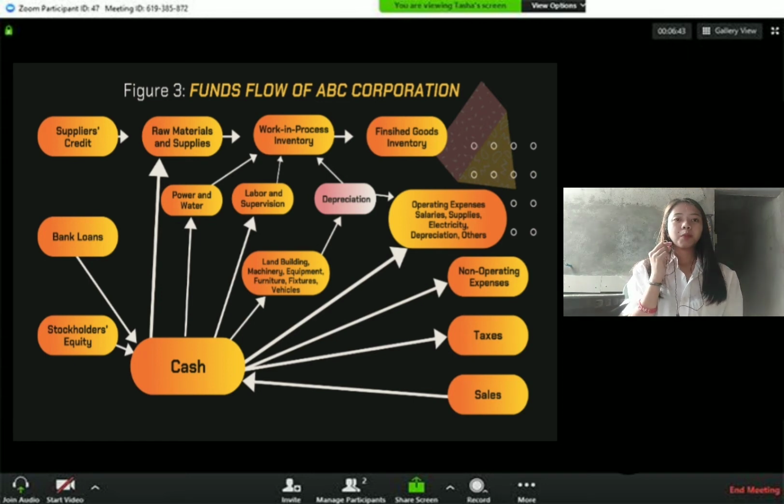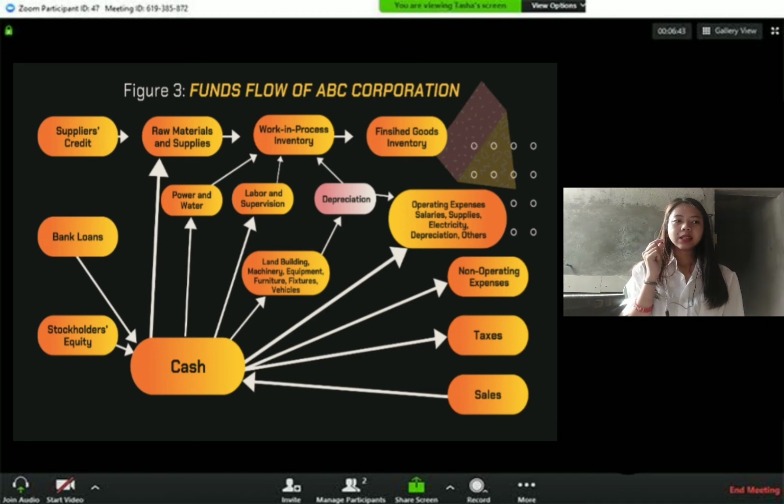Next, ABC Corporation would have to pay in cash for non-operating expenses, which are really the interest expenses and other financial charges owed to the banks. Next, ABC Corporation would have to pay in cash to the government for the taxes.